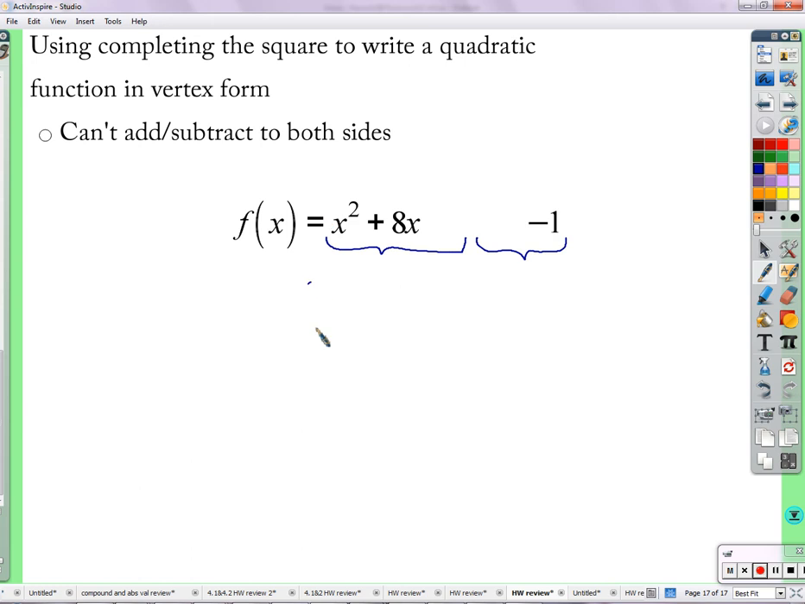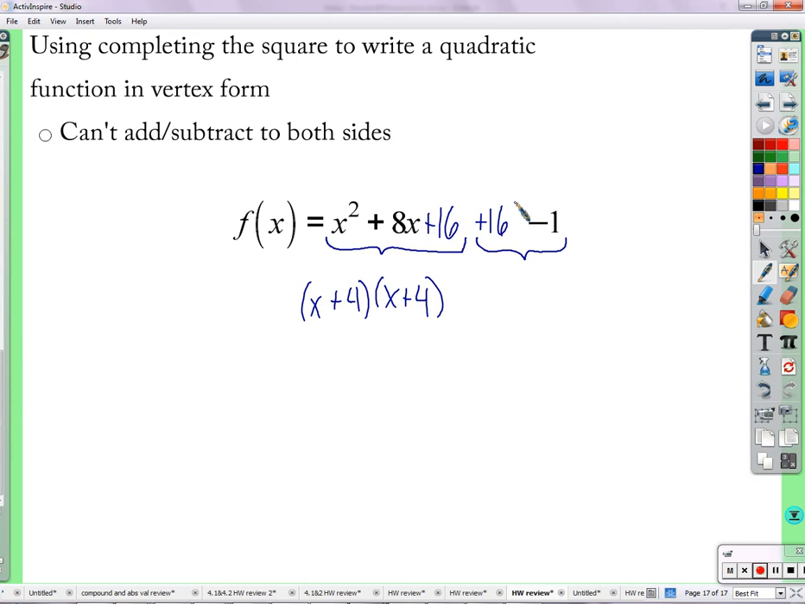Alright, so what are these two factors going to be if they're going to be identical and add to 8? 4 and 4, which will give us plus 16. Now, instead of adding 16 here and adding 16 there, just do it over there. Should I add 2 16s on the same side?